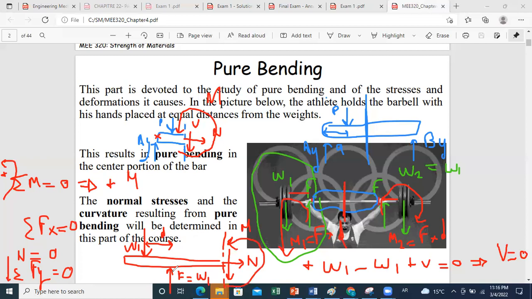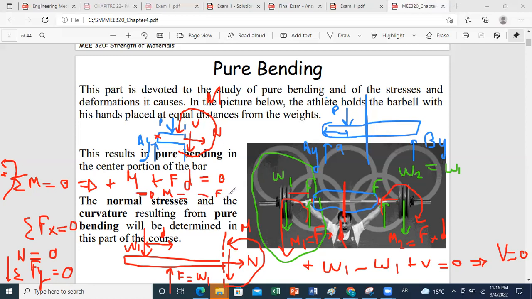And since the couple created by F and W is counterclockwise, it's plus F times D equals 0. Therefore, your bending moment will be a negative value, because it should be clockwise to oppose the action of the counterclockwise moment created by W1 and F. So you deduce that M is minus FD. So your bending moment in this section is clockwise, okay?